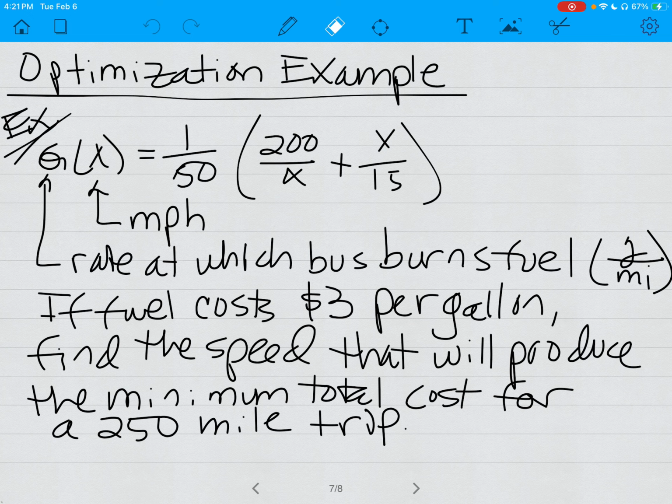We have this function here, g of x equals 1 over 50 times the quantity in parentheses, 200 over x plus x over 15. And here x represents the speed of a bus in miles per hour. And the g represents the rate at which the bus burns fuel, represented in gallons per mile. And if fuel costs $3 per gallon, find the speed that will produce the minimum total cost for the 250-mile round trip.